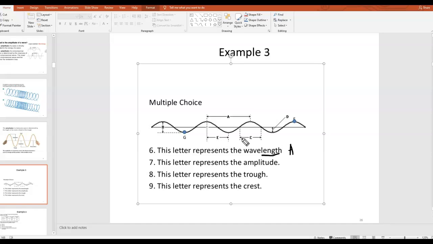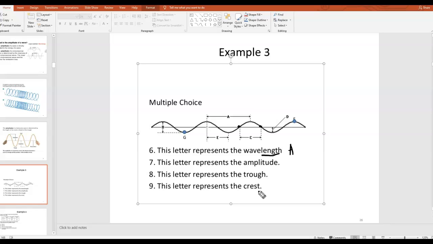So E is out. C is also out because these 2 points are not the same point. They might look like the same point, but they're not, because here the wave is about to go up to a crest. Here the point is about to go down to a trough. Okay, so these are not the same corresponding point. And so the answer to number 6 is A, just A.